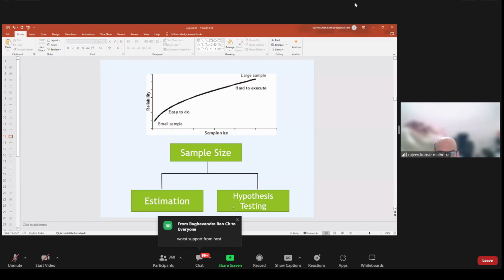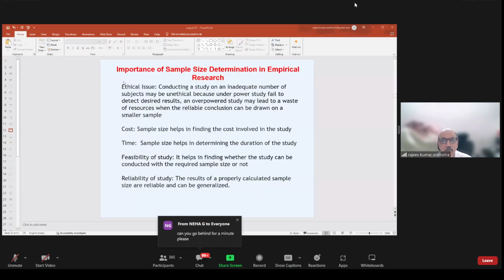You know, now it is visible. Sorry, I forgot to share the screen for this slide. Now I have shifted to this slide. Can I repeat that one again? Shall I repeat the sample size slide again?